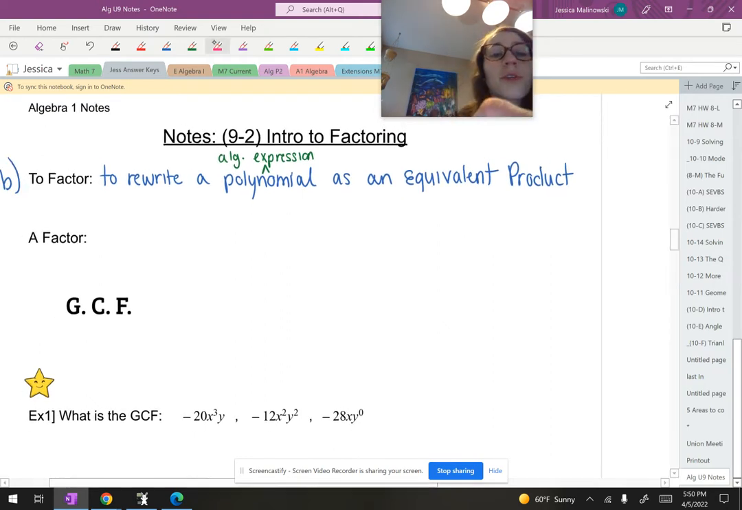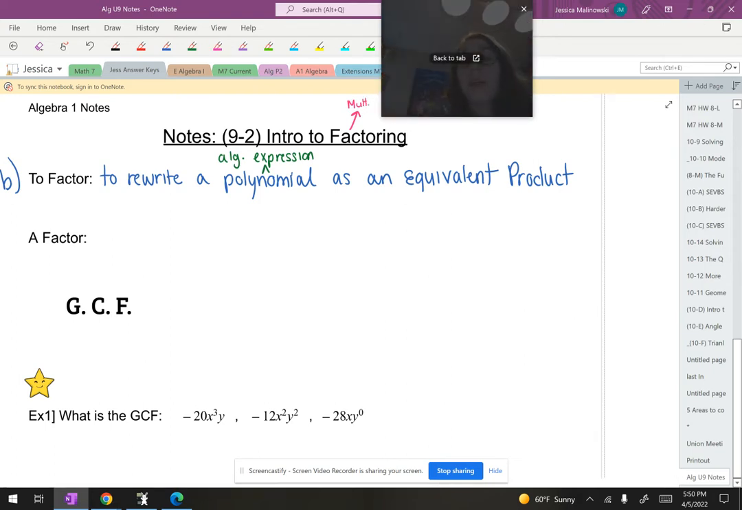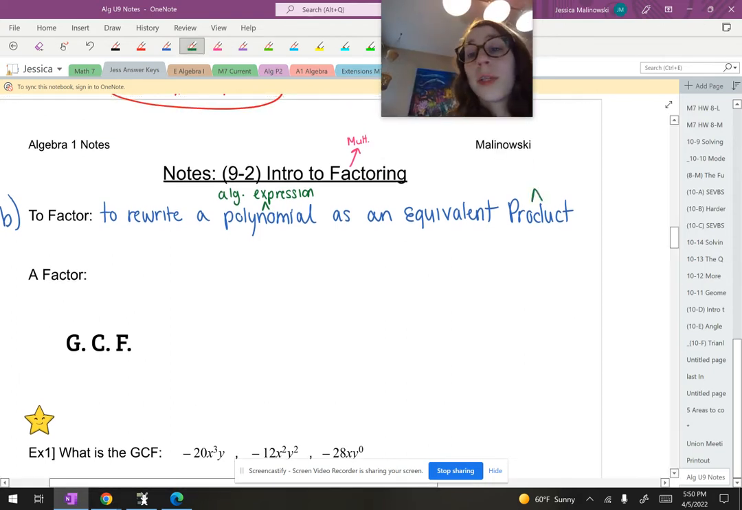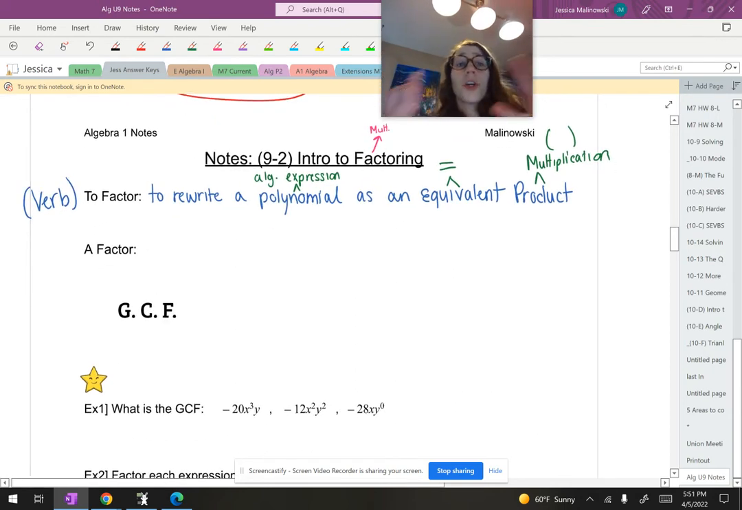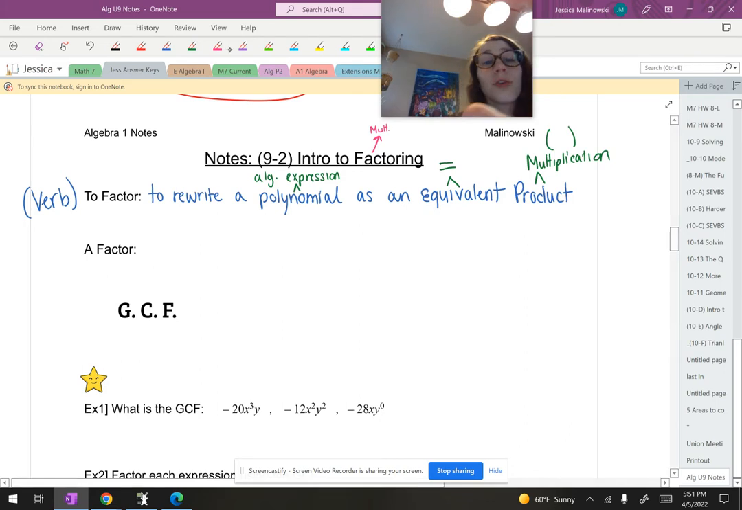So when you hear the word factor, you want to be thinking like multiplication, making sense because product means multiplication. What do we use to represent multiplication? Parentheses. And equivalent, honorable mention, just means equal. So that's what you're doing when you're factoring. You're rewriting a polynomial as an equivalent product.